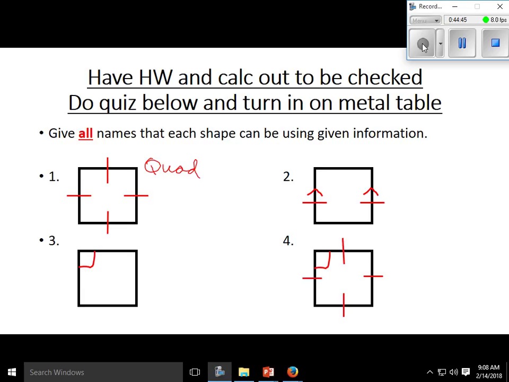Just to save time. Then we check to see if it's a what? Parallelogram. We had 5 ways to prove something was a parallelogram. One of those ways said if both pairs of opposite sides are congruent. Do we have that? Yes. So is it a parallelogram? Yes.